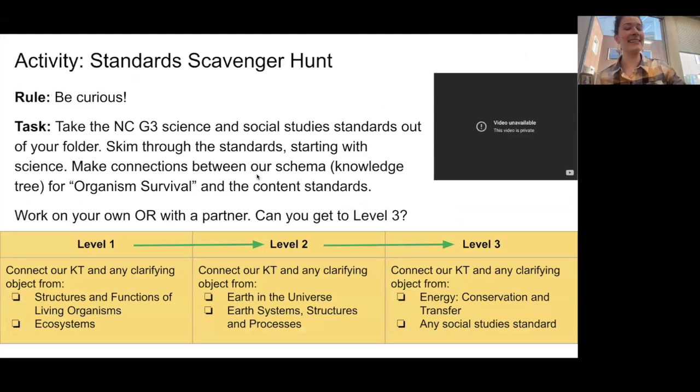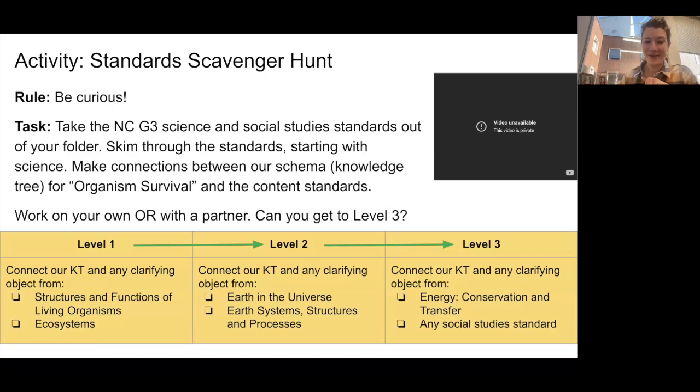I think the last thing I would say would be, go on a standard scavenger hunt. Get out all of your state social studies standards and look at what words appear again and again. Those are going to be clues as to some of the larger schema that are at play in the different units.